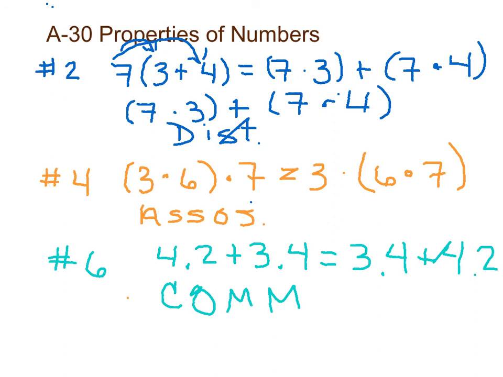Okay, so the parentheses here, and the associative tells me who's hanging out with whom inside the parentheses. And when that changes, it's the associative, and commutative means they flip around a sign.